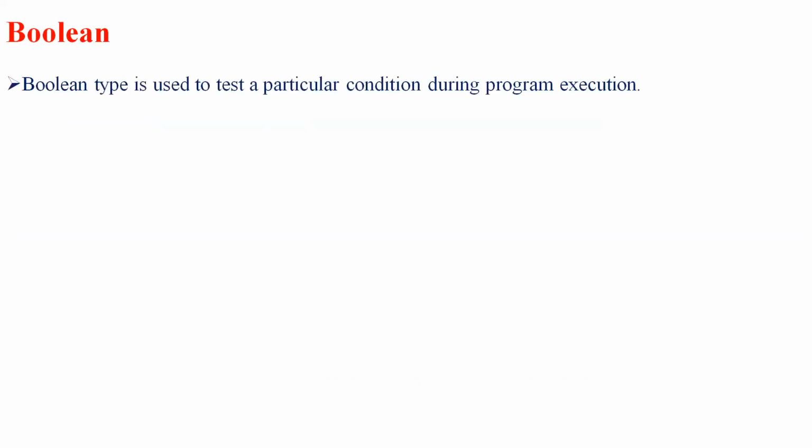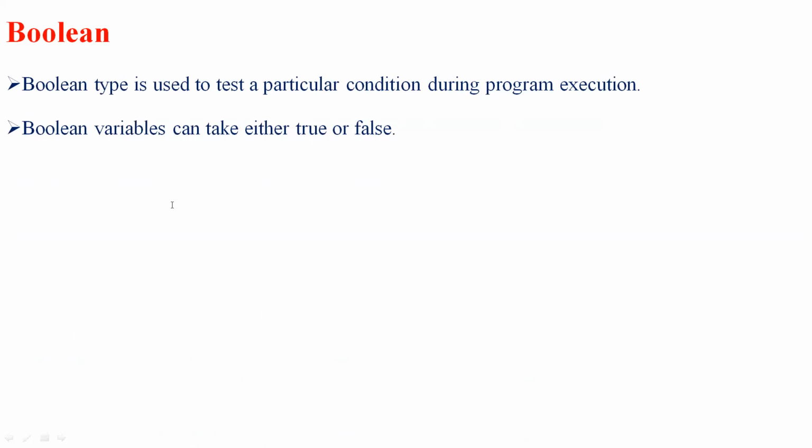Next we have a Boolean. What we know about a Boolean is that it's a type of condition which is used to say whether the given condition is true or not. The Boolean type is used to test a particular condition during program execution. It can take two different values: one is true and the other is false.